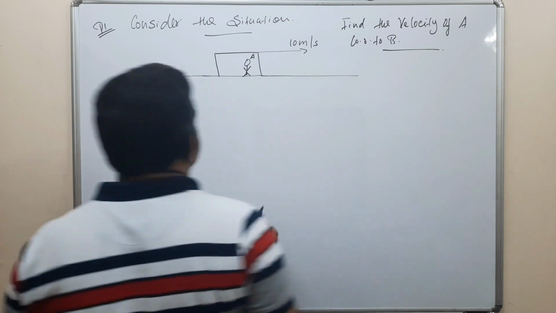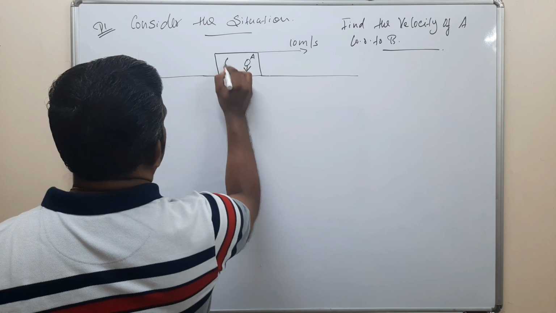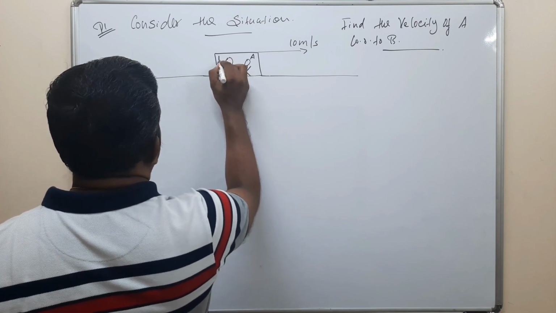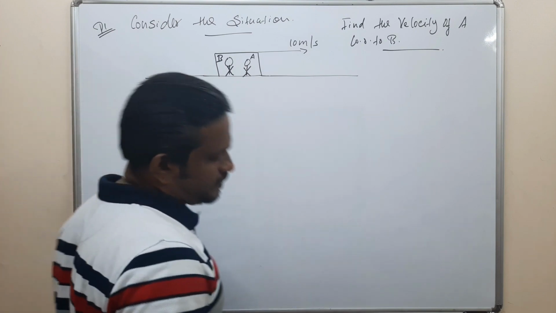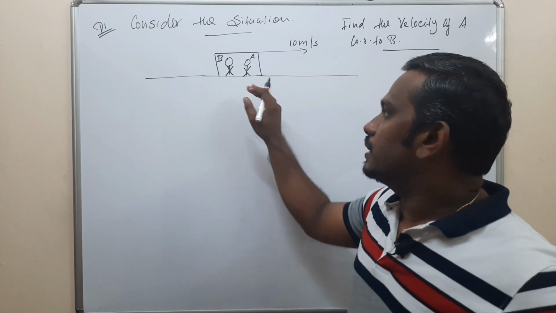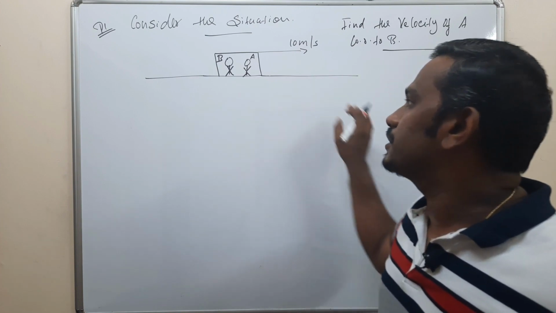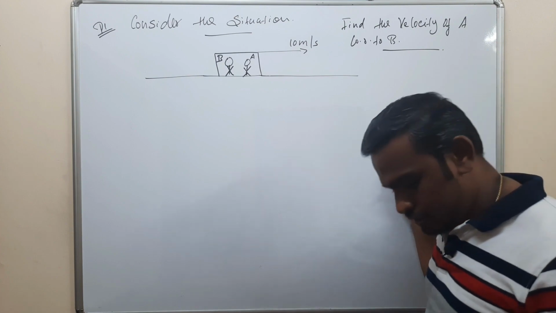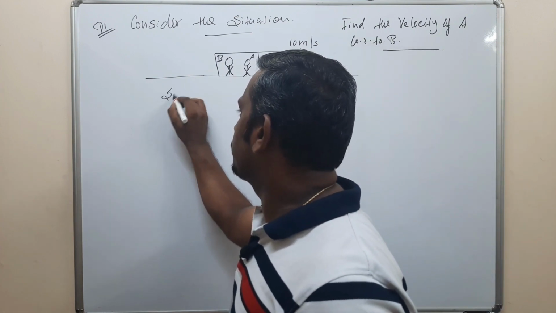So consider the situation. Find the velocity of A with respect to B. In this case, both the persons A and B are inside the car and they are moving with 10 meter per second. So we have to find the velocity of A with respect to B. So, solution.